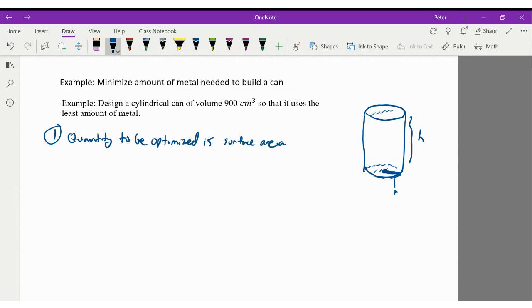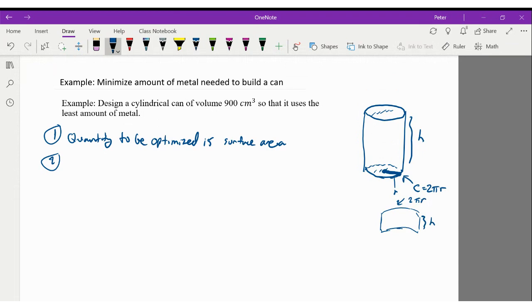So we're going to need to be able to write the surface area in terms of one variable. So first of all, look at the top. Actually, let's do the sides of the can. The circumference of the circle that forms the base is 2 pi r. So if you imagine unrolling this can to form a rectangle, one side of the rectangle is going to be 2 pi r and the other side is going to be h.